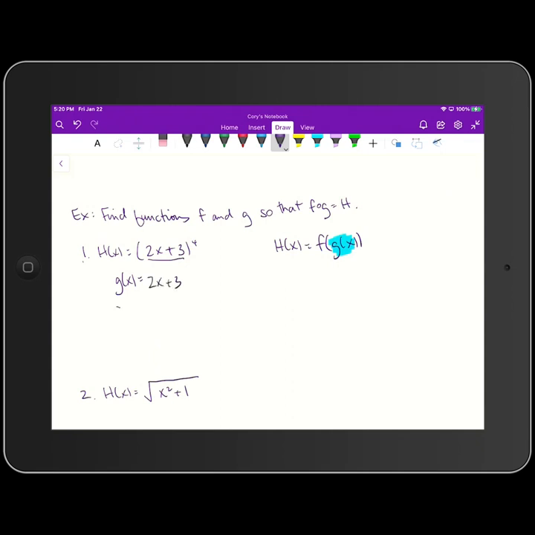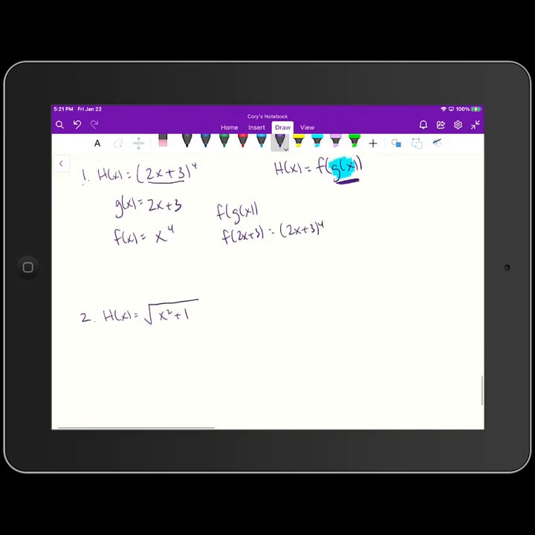If we want to determine the outer function in the composition f, we want to think to ourselves, what function am I going to plug 2x plus 3 into in the place of x in order to get 2x plus 3 raised to the 4th power? And the function that we're going to plug 2x plus 3 into is the function x to the 4th power. Because when we take f of g of x, that is f of 2x plus 3, when I plug 2x plus 3 in the place of x, that's going to give me 2x plus 3 raised to the 4th power.